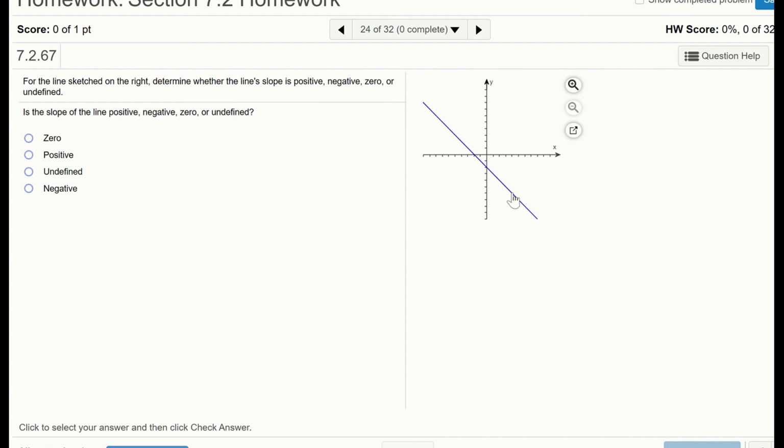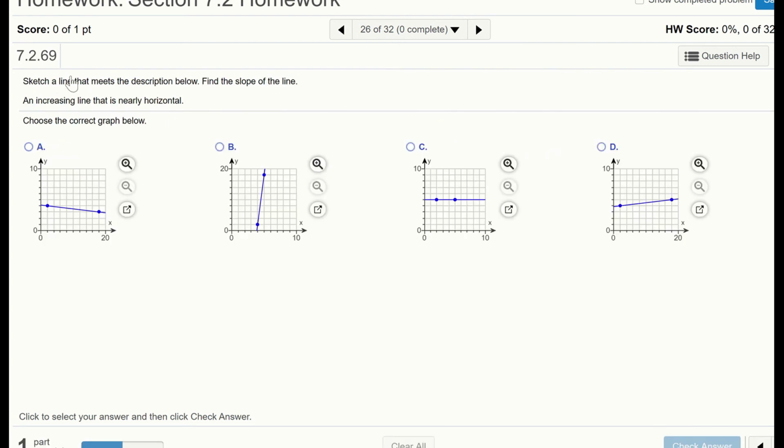So in a problem like this, you don't really have to find the slope because they're not giving you any exact grid which you could use to really find the slope, but they just want to know if you think this is going to be a positive slope, negative slope, zero slope, or undefined slope. And clearly this one, as the x values increase, the y values decrease, so this one would be a negative slope.